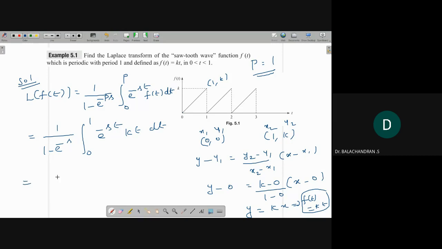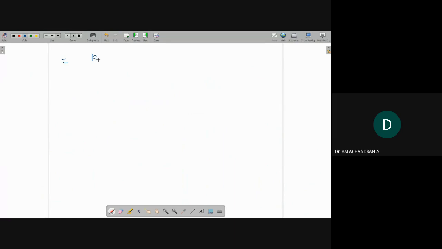So k by 1 minus e power minus s, integration 0 to 1, t into e power minus st into dt. So now you need to integrate this. Can anyone tell the integration next step? k by 1 minus e power minus s. Okay, please tell.